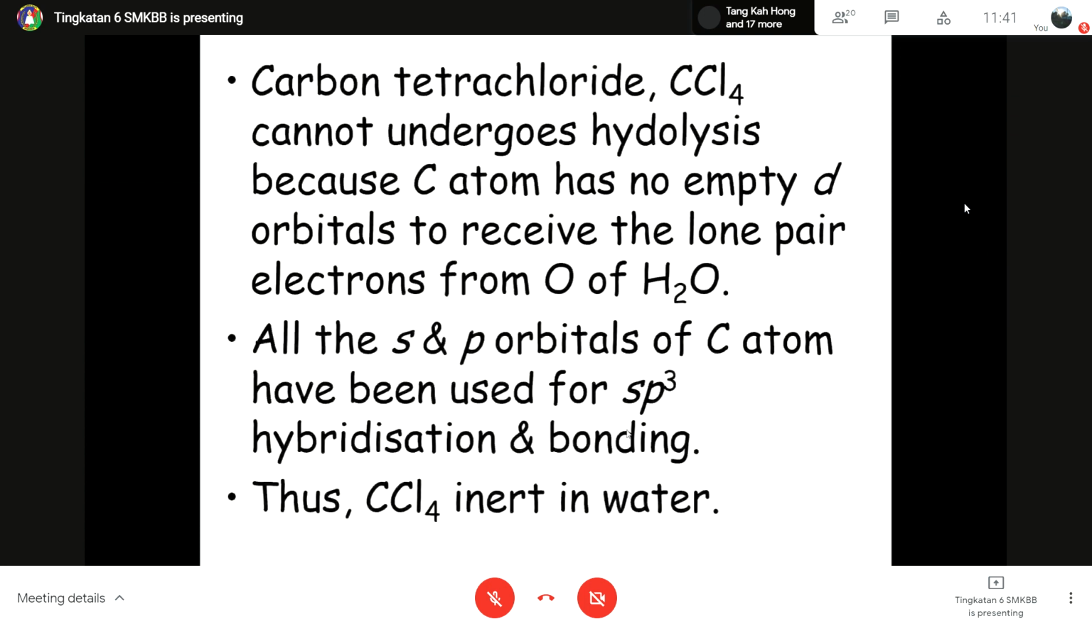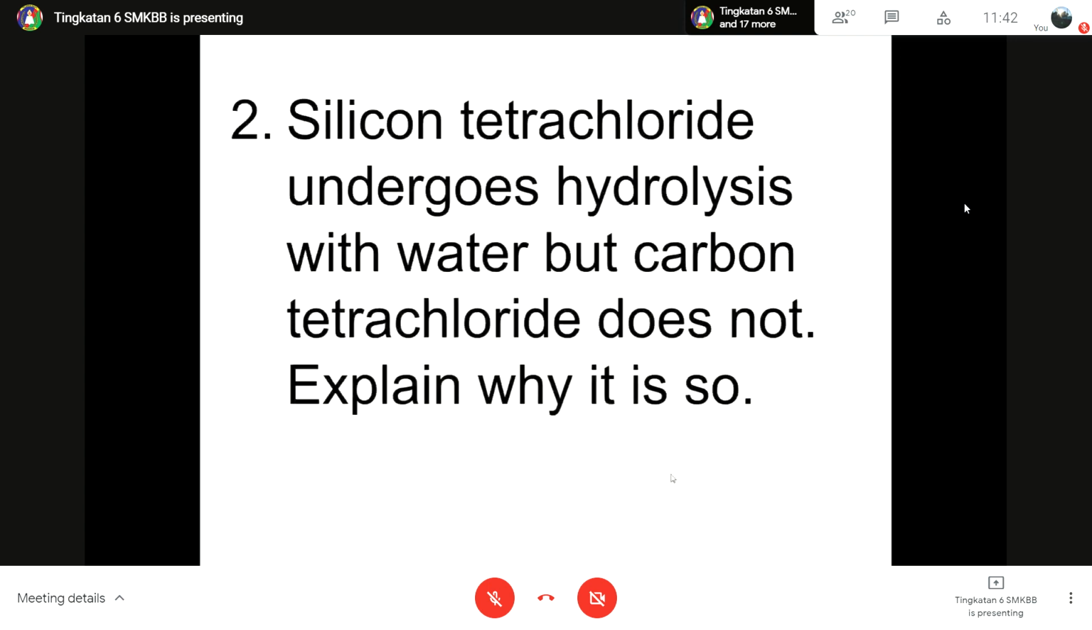Because the question said why it is so. That means why this statement is like that. I'm not talking about why carbon is like that. If it were why carbon is like that, of course, you only talk about carbon only. No need to talk about silicon. But this one, why the statement is like that, so you need to explain for both.